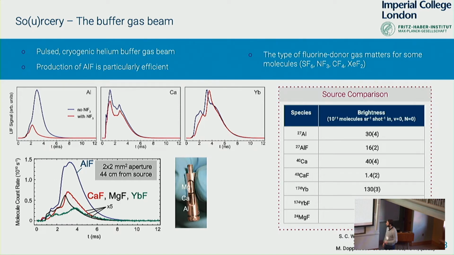For calcium and ytterbium, this is different. And because it's a radical, the reaction efficiencies are much lower. When we summarize it all, we see that we can produce it even in a pulsed buffer gas beam with over an order of magnitude higher intensities.